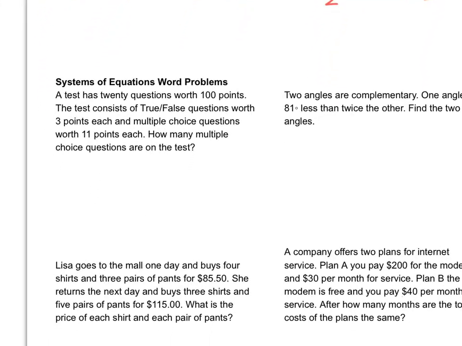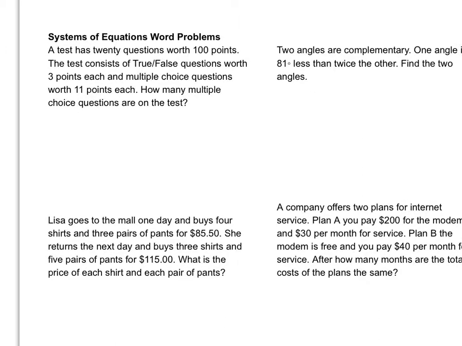When we do systems of equations, these mean you have 2 variables and 2 equations. 2 variables, 2 equations. So let's look at the first one. A test has 20 questions worth 100 points. The test consists of true and false questions worth 3 points each and multiple choice questions worth 11 points each. How many multiple choice questions are on the test?